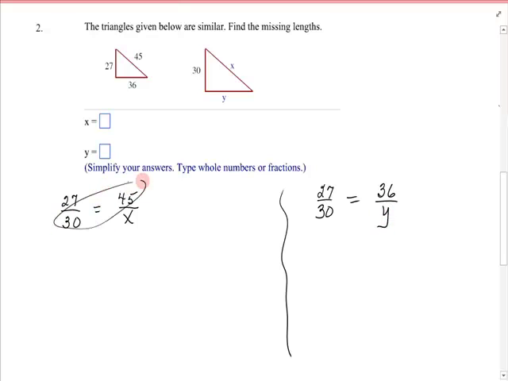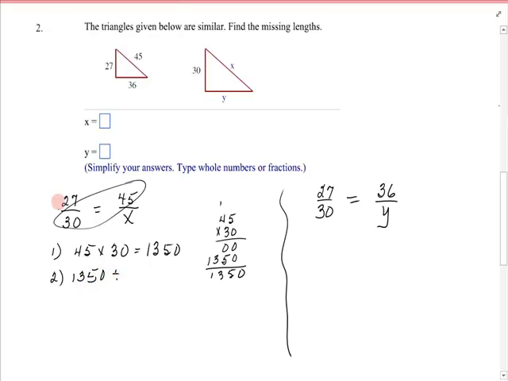Let's do this one. Step 1, I'm going to have 45 times 30. I can just write down that 0, and 0 times everything is 0. Then placeholder 0. 3 times 5 is 15. Carry the 1. That's 12, 13. So 1350 is that product. Step 2 is to take that product and divide it by the third number. That will help me find the missing number in the cross product.